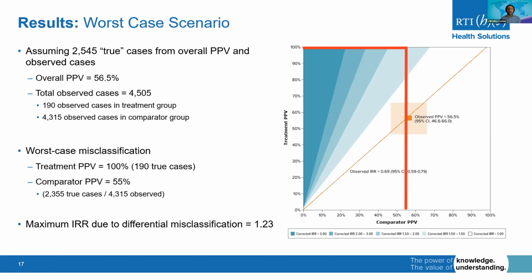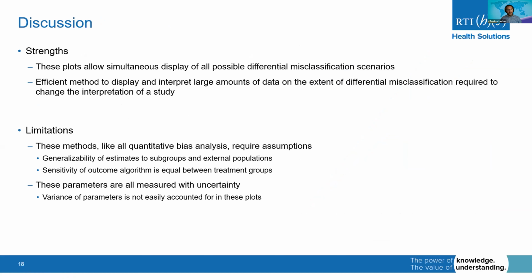However, you can probably think of situations where extreme misclassification could be more likely. So in summary, this plot allows for the estimation and display of multiple possible differential misclassification scenarios simultaneously, rather than just a few selected scenarios. There are limitations to these methods, however. All of these methods require assumptions, which may not be accurate. In this instance, we had an overall PPV estimate of our specific outcome, operationalized the way we were doing it in the study, taken in this population and data source. But estimates from external validation studies may not always be generalizable to your target population.